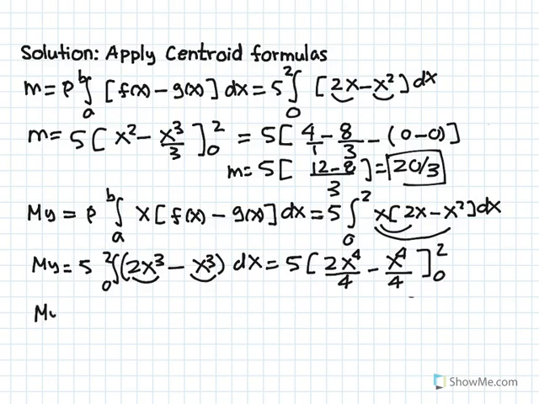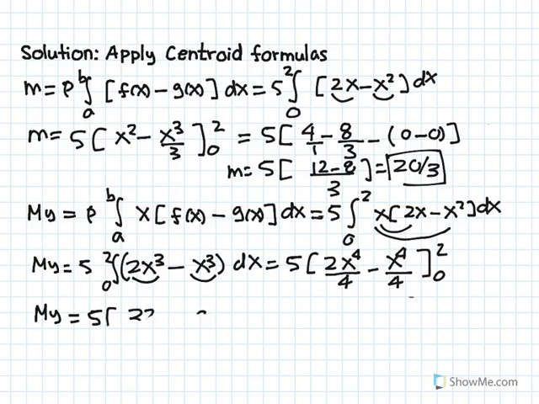So the moment with respect to the y-axis is 5 times. Putting the upper limit in, we get 2 to the 4th, 16 times 2 is 32 over 4. Yes, 32 over 4 minus, and we put 0 in, we get minus 0.